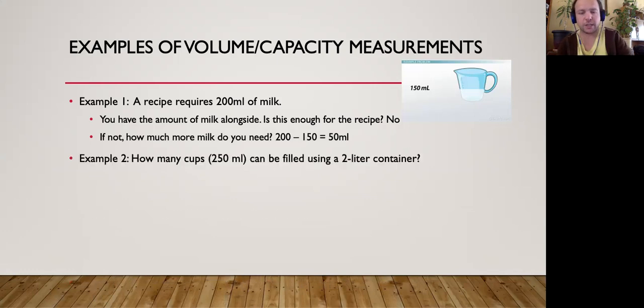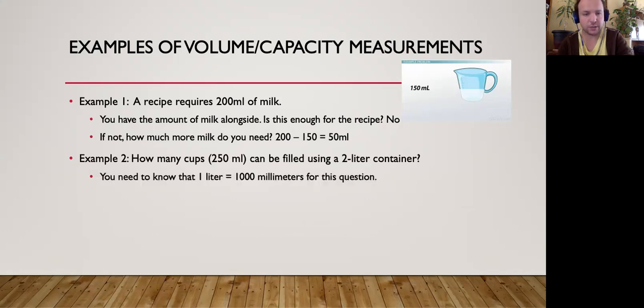Right, how many cups can be filled using a 2-liter container? Now here, we need to know the conversion between milliliters and liters, which is 1,000 milliliters is equal to 1 liter. So we have to convert the 2 liters into milliliters first: 2 liters times 1,000 gives me 2,000 milliliters. Now we say, how many 250s can go into 2,000? That means 2,000 divided by 250, which is equal to 8.